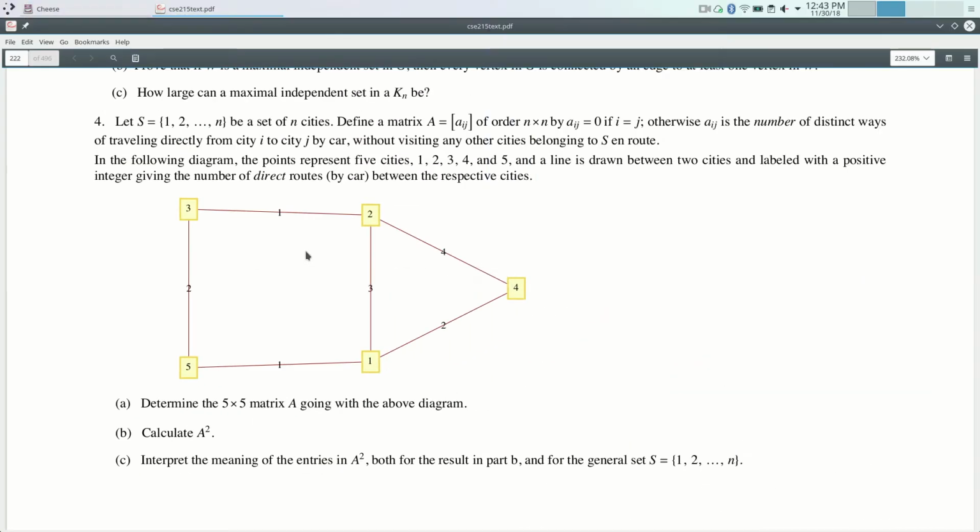You're just counting direct routes, which means if there's not an edge, there's no direct routes, so the entry is 0. So you're not actually doing any work. You're really just taking what's already on that graph and putting it into a matrix form. And it's not the adjacency matrix or the incidence matrix or any of that stuff that we talked about. It's a totally different thing. It's just what they're doing in this particular problem.